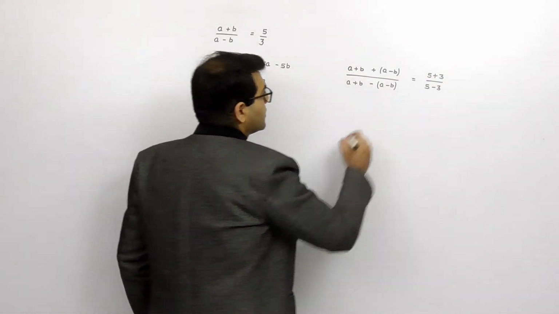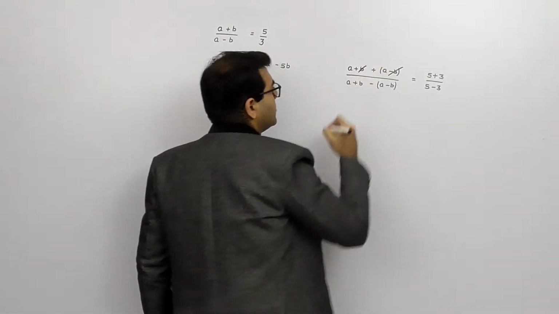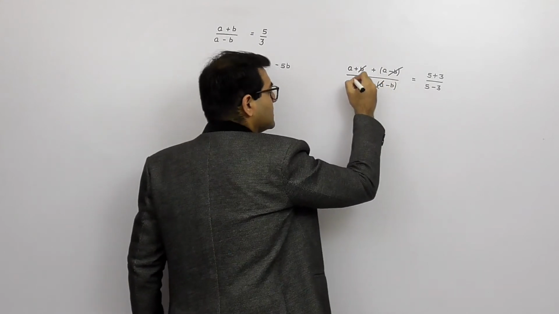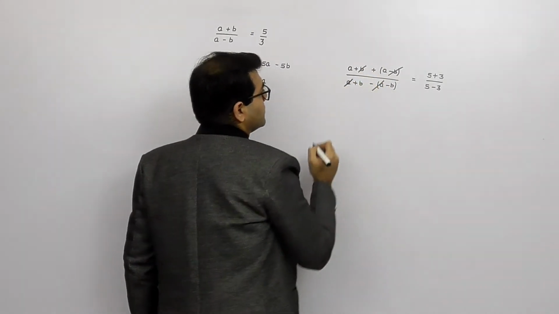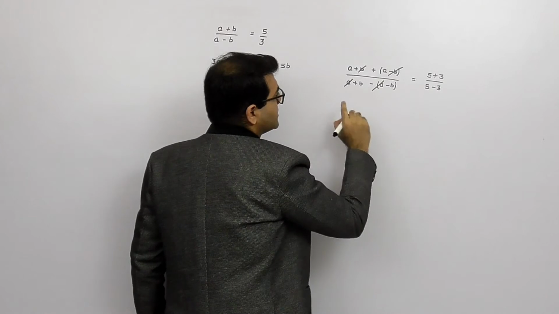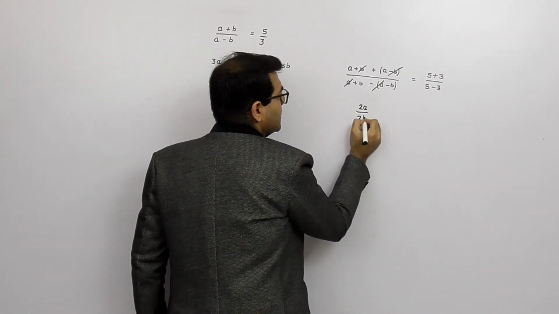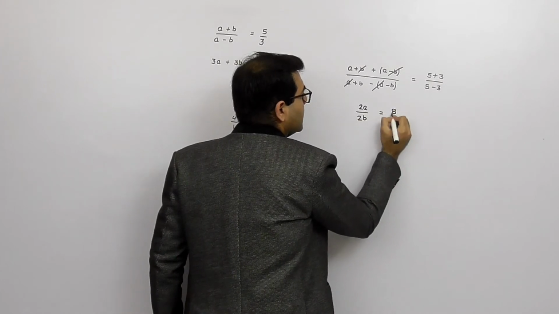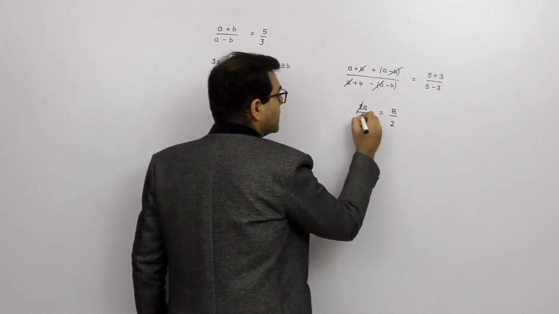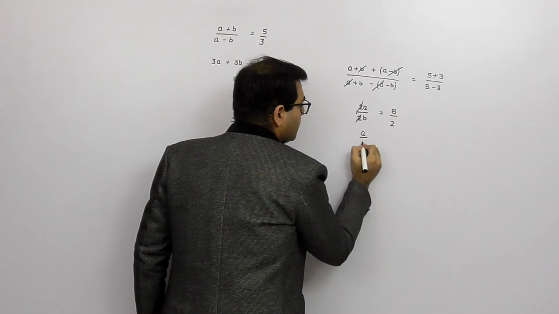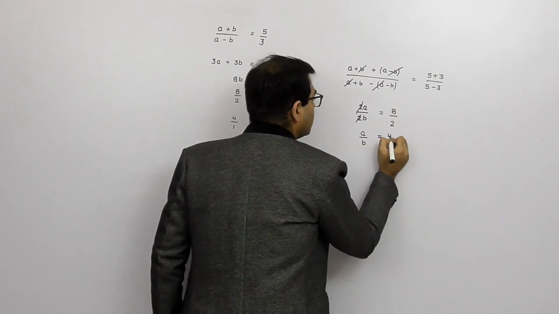On further simplification, my b cancels negative b and my minus a cancels positive a. This minus of minus b gets me plus b. So 2a/2b ends up becoming 8/2. Now this 2 cancels 2. So the value of a/b ends up becoming 4:1.